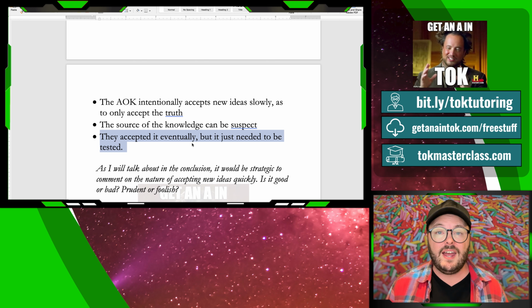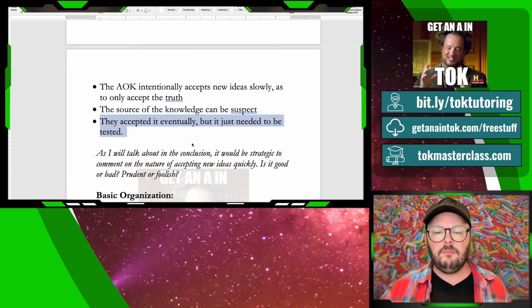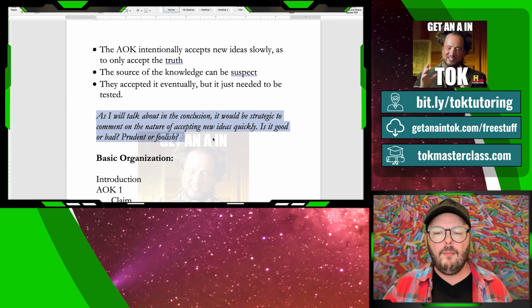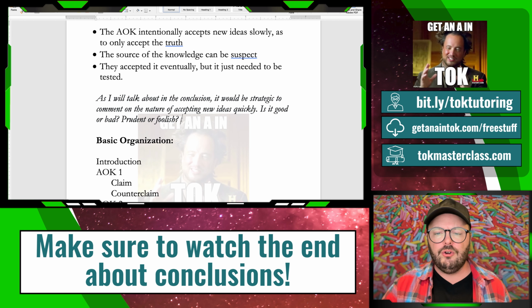So when we get a new scientific discovery, do we accept it quickly? Or do we say, no, hold up, let's test it? That's probably a good thing. Now, before we move on to the organization, as I will talk about in the conclusion, it would be strategic to comment on the nature of accepting new ideas quickly. Is it good or bad, prudent or foolish?